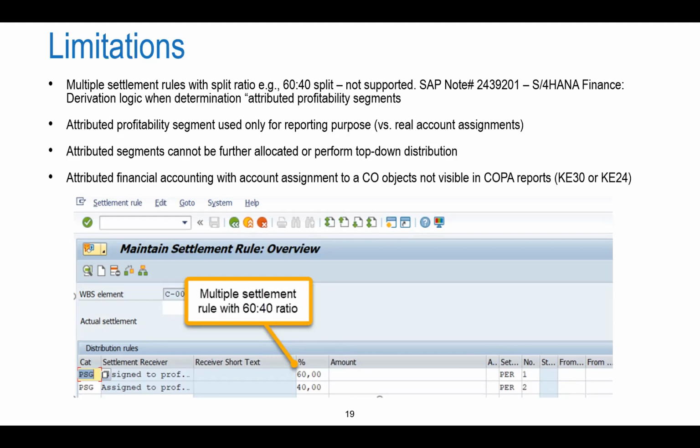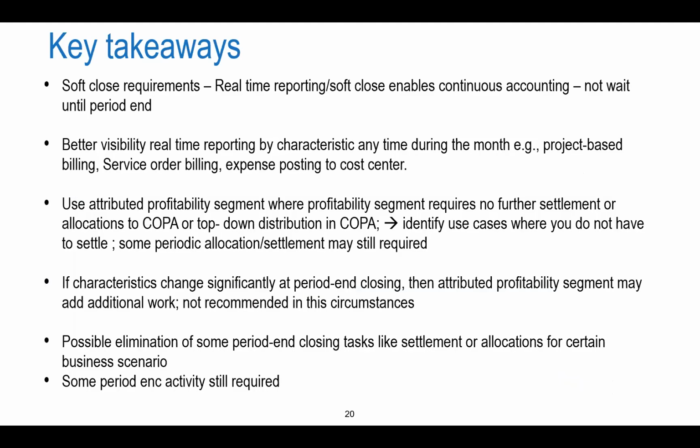And then you cannot use the K30 and K24 reports, the traditional reports. It's only in the financial accounting reports, especially on the Universal Journal, that you could use those reports to look at the characteristics. Some of these limitations might pose a challenge with implementing this feature.